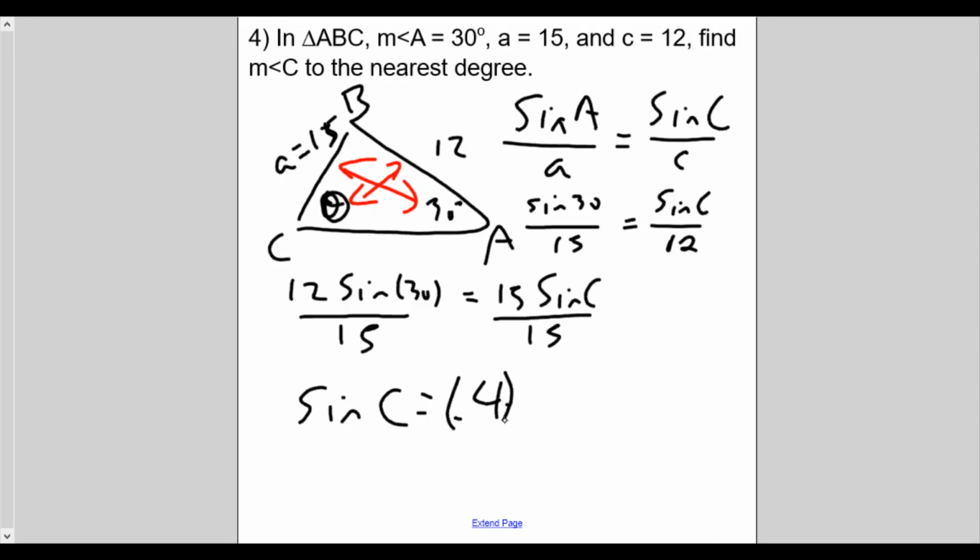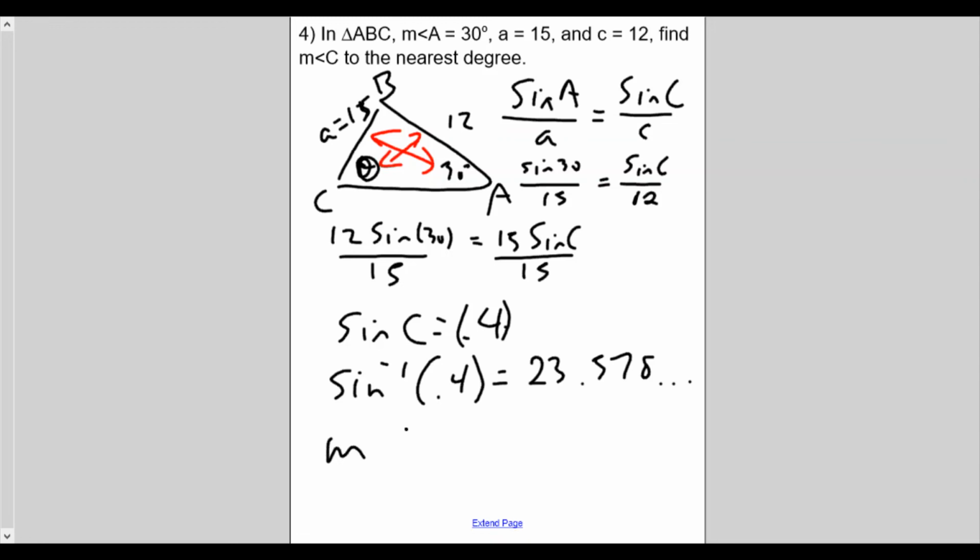Now we want to find the angle measure, and remember from our lesson before about finding angles, we use the sine inverse, the inverse sine, of the value. So sine inverse of 0.4 is equal to, type in the calculator, second sine, and then type in 0.4, and we find the measure of the angle to the nearest degree. Well, I got 23.578 and so on, and to the nearest degree the measure of angle C will be 24 degrees.